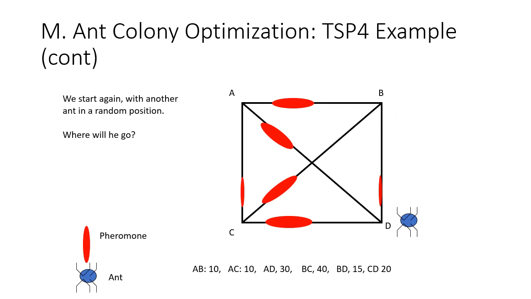As long as we have not met the stopping criteria, the whole process will start again with the updated pheromones. Anthony will now be placed in a random city position. Suppose he is now placed at city D. Where will he go? Again, the choice will be influenced by factors such as pheromone strength, distance, and others.